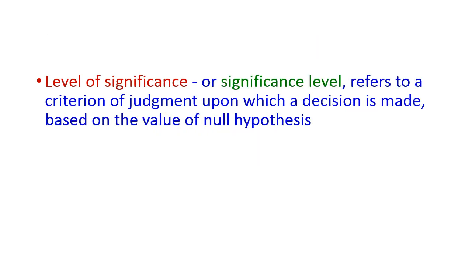The next one is level of significance, which is otherwise called significance level, which refers to a criterion of judgment upon which the decision is made, and this decision is based on the value of the hypothesis, that is the null hypothesis especially, which is otherwise called the confidence level of a particular model. Confidence level, that is percentage of n.